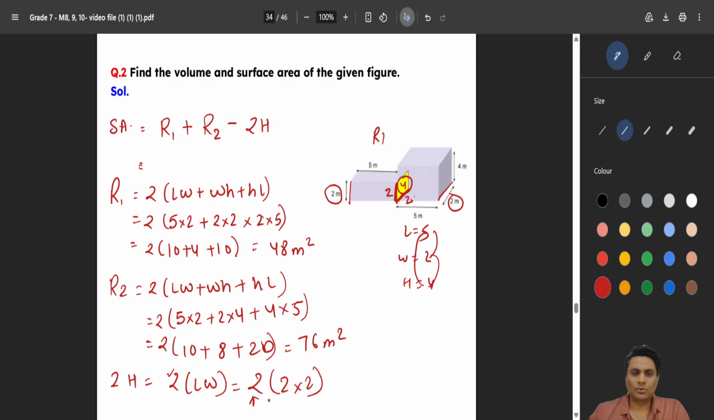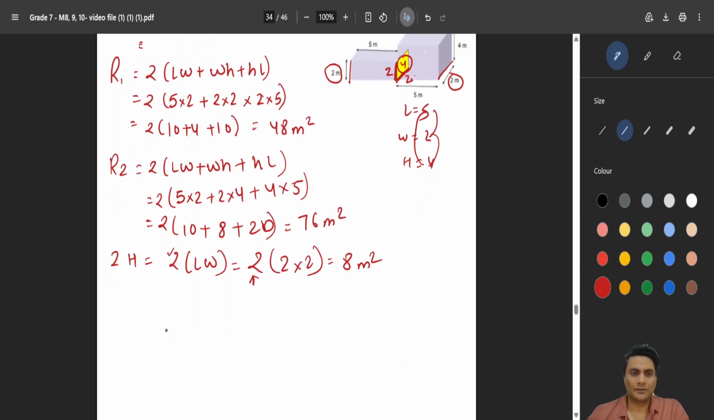And I multiplied by 2. Why? Because we have to subtract it 2 times. So 2 times 2, 4. 4 times 2, 8. 8 meters square. Now I can get the surface area. How?